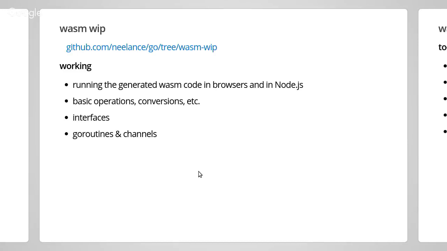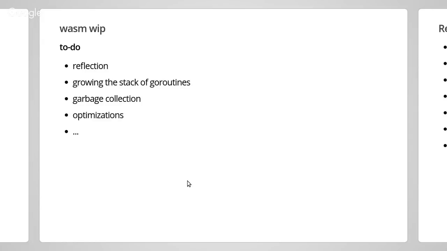Basic operations already work, conversions, etc. Interfaces already work, and goroutines and channels already work. Stuff that doesn't work yet: reflection, growing the stack of goroutines, and garbage collection is an issue. And of course, there are a lot of optimizations to do and probably a lot of other small things.